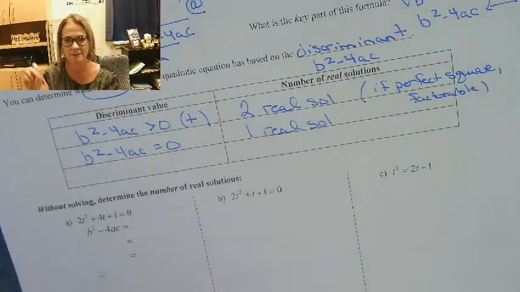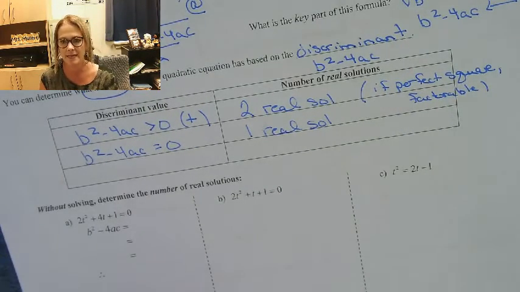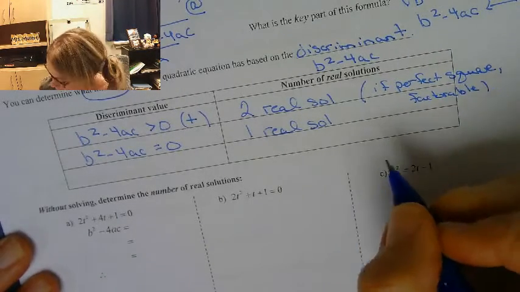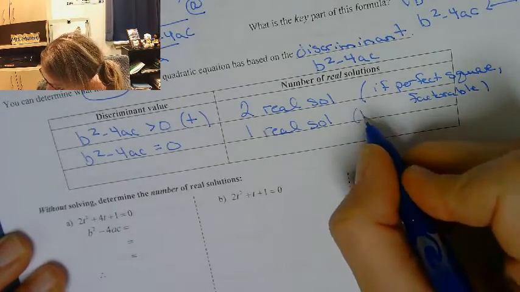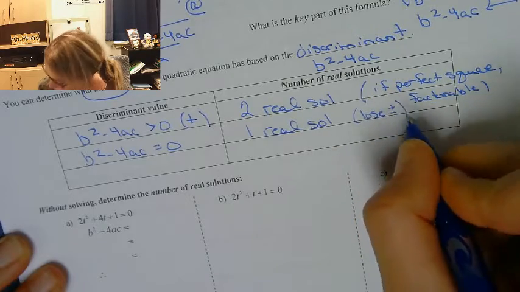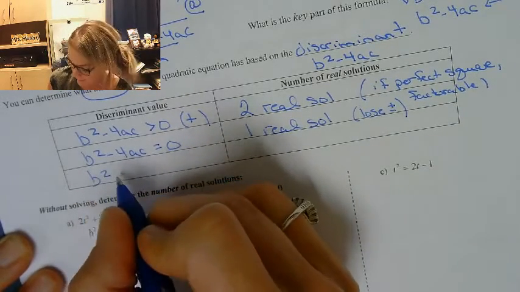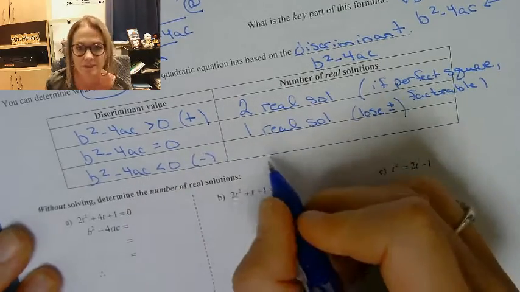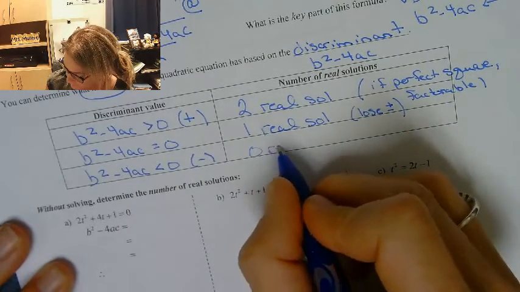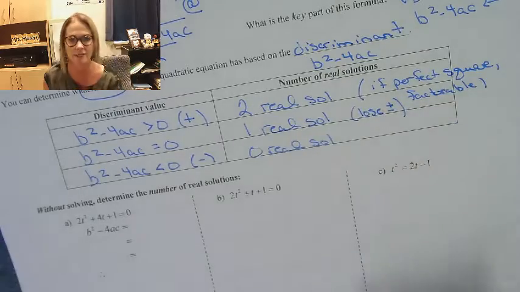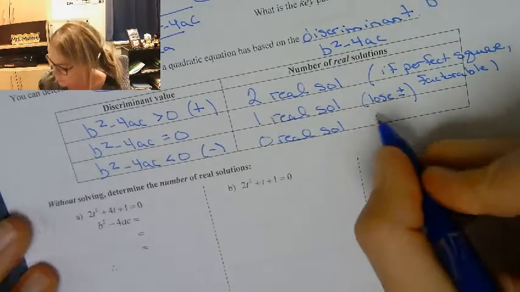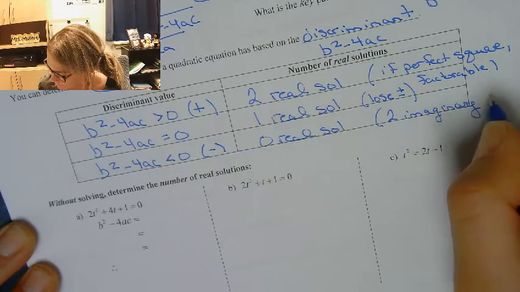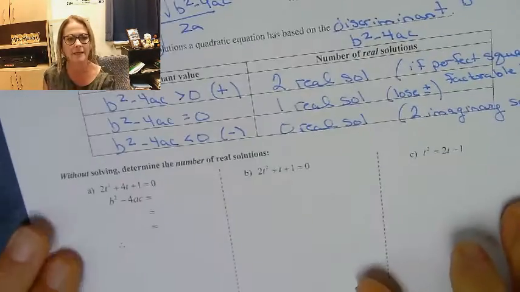That would be just a parabola that touched down on the x-axis and shot back up. It didn't actually cross it twice. It would just be tangent. So this is one real solution because you lose that plus or minus. And then if b squared minus 4ac is less than 0, which means negative, this is 0 real solutions. You would actually get 2 imaginary solutions here, which we'll get to later. I'm just going to write that here.